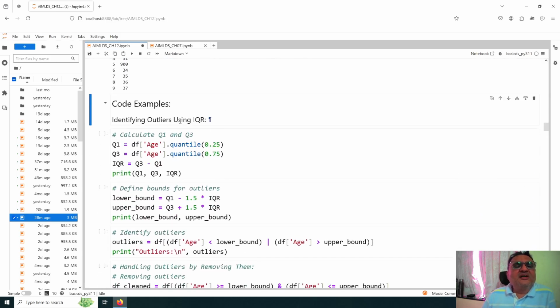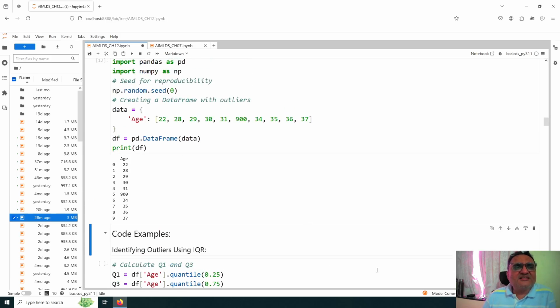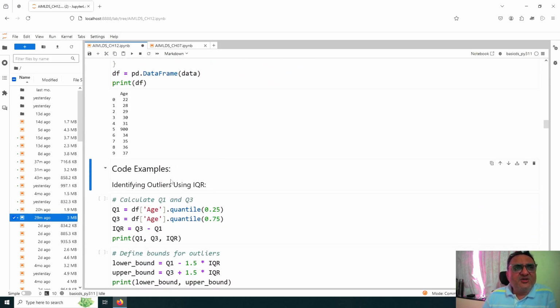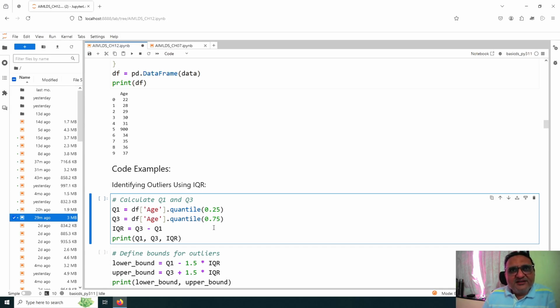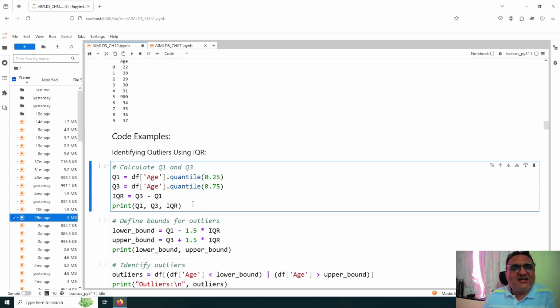Now how to detect and remove them? First, how to detect that this is an outlier? For that I will first find Q1, then Q3, then Q3 minus Q1, that means IQR, the interquartile range. Then I will find the upper bound, that is Q3 plus IQR. Then I will find the lower bound, that is Q1 minus IQR. And then I will detect the outliers.